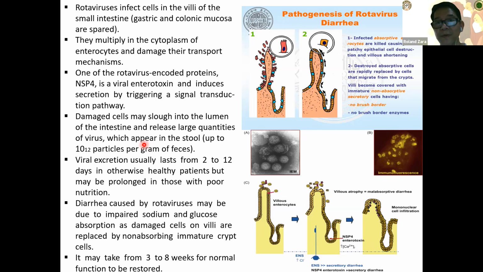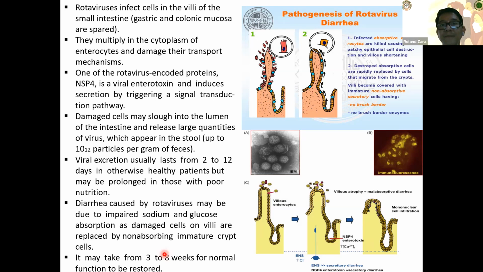So yung virus, okay, marirelease it eventually into the lumen of the intestines, okay, and when the patient defecates, the patient is infectious. So it usually excretes, usually lasts from 2 to 12 days, okay, in a healthy infant, but in a poorly nourished infant, it can excrete for more than 12 days. So diarrhea caused by rota may be due to impaired sodium and glucose absorption because of the damaged villi. So it may take from 3 to 8 weeks for normal function to be restored.